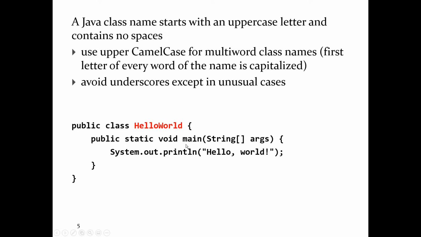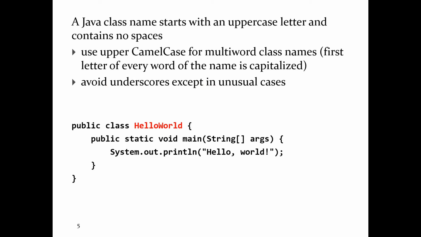Now, the main method has to be inside of a class. This declaration, public class hello world, says that we're defining the class named hello world. The class name shown in red must begin with what's called a Java letter. For our purposes, just assume that it has to start with a letter. The other characters in the word can be letters or numbers, or the underscore, but you should avoid the underscore except in unusual cases.